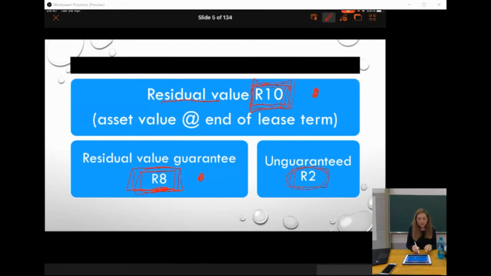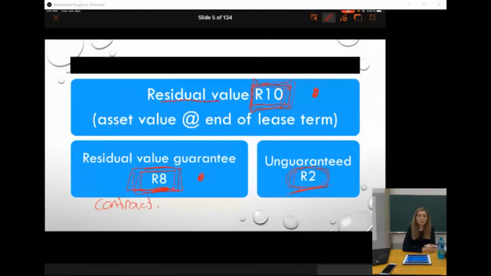I have no guarantee on that portion. The residual value guarantee is written into the contract, so that's why it's guaranteed. I know at the end of the lease term I'm getting at least 8 Rand. But if I think the asset value is actually going to be more than 8 Rand, then there's a portion that's unguaranteed. I looked into my crystal ball and I saw that I'm probably going to be able to sell this asset for an additional 2 Rand over the residual value guarantee amount.